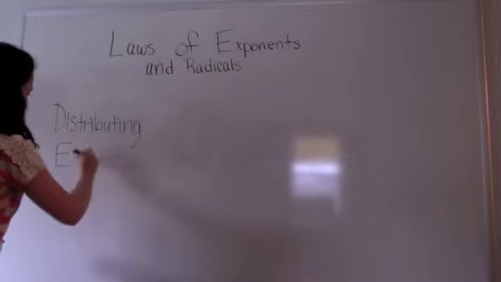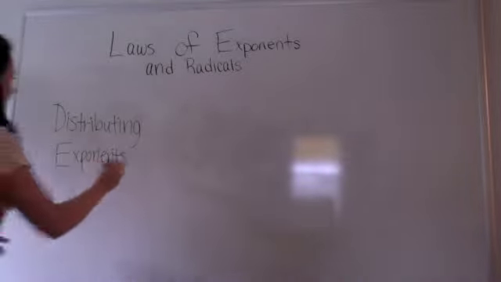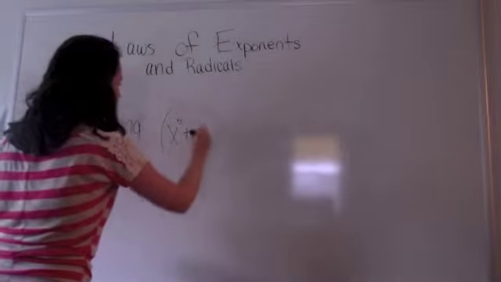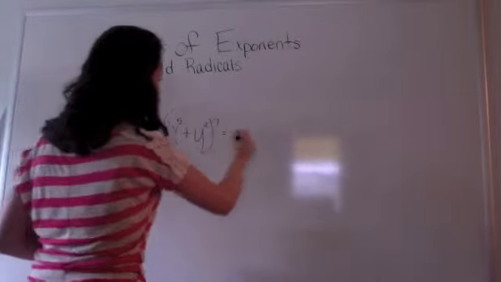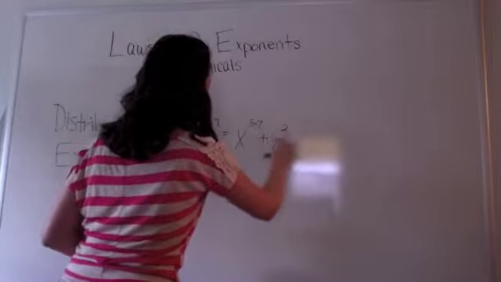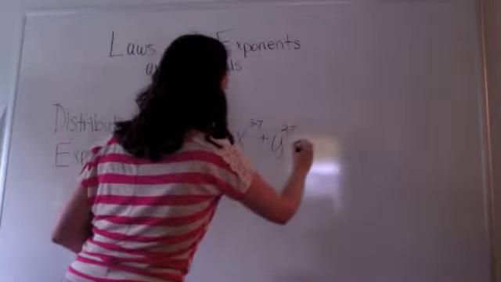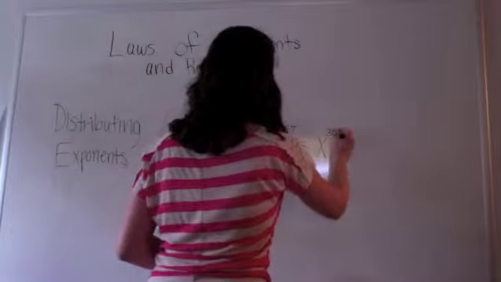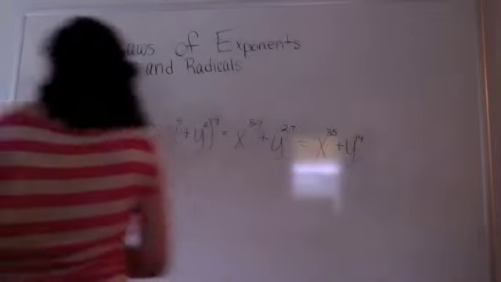Distributing exponents. If you have an exponent outside of parentheses, you need to multiply the exponents in the parentheses to the one outside. In example 6, you see x to the 5th plus y to the 2nd all raised to the 7th. Multiply the 5 and 7, and then the 2 and the 7, and then you'll end up with x to the 35th plus y to the 14th.